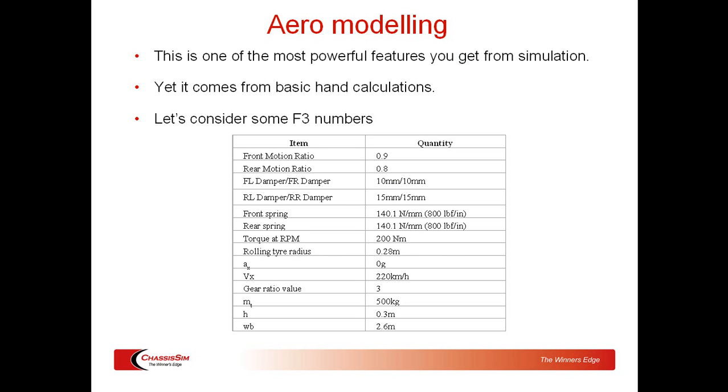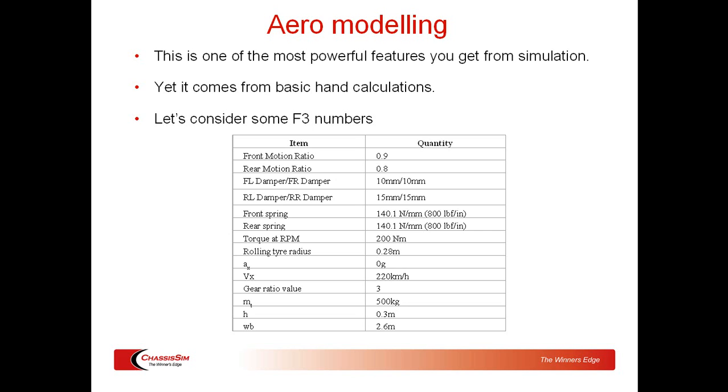One of the powerful things that Chassis Sim brings to the party is that it can take race data and back out the error. Yet the mathematical basis for it is so easy because it just comes from a simple hand calc. And this is an example that I've presented many times before.